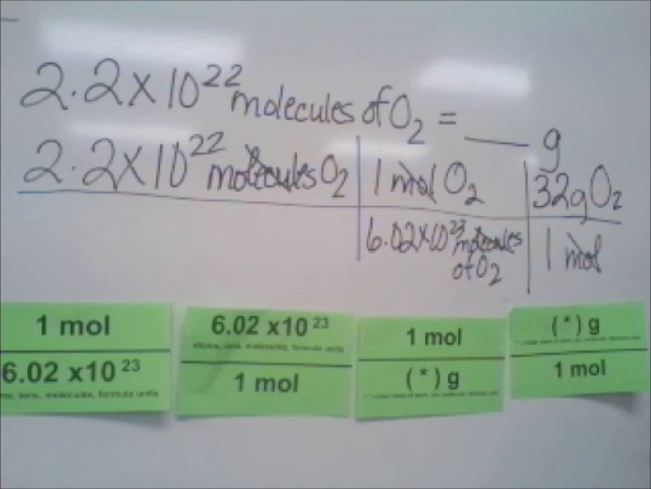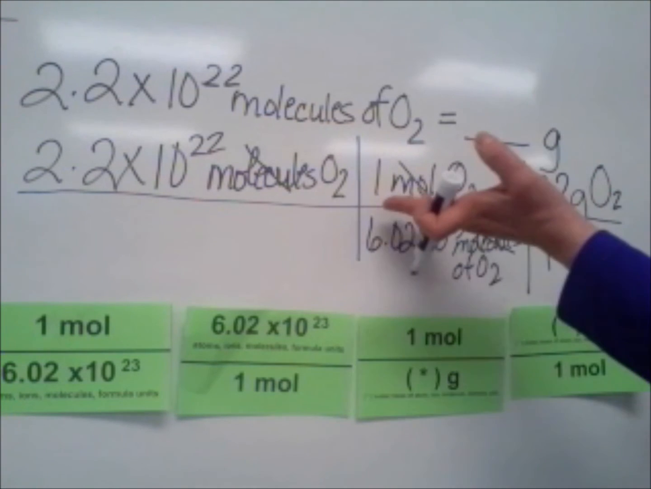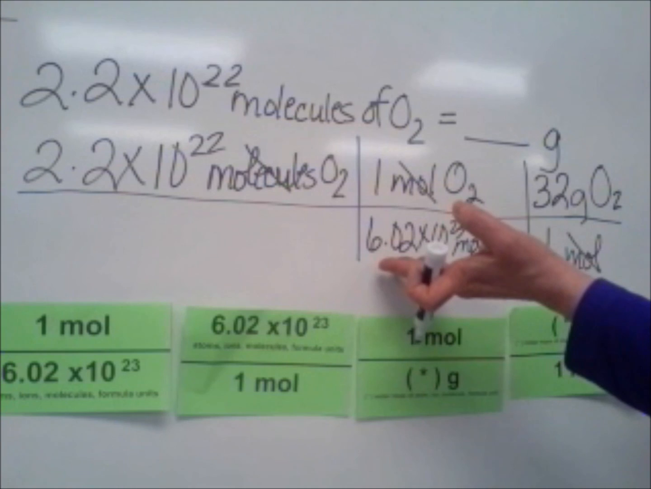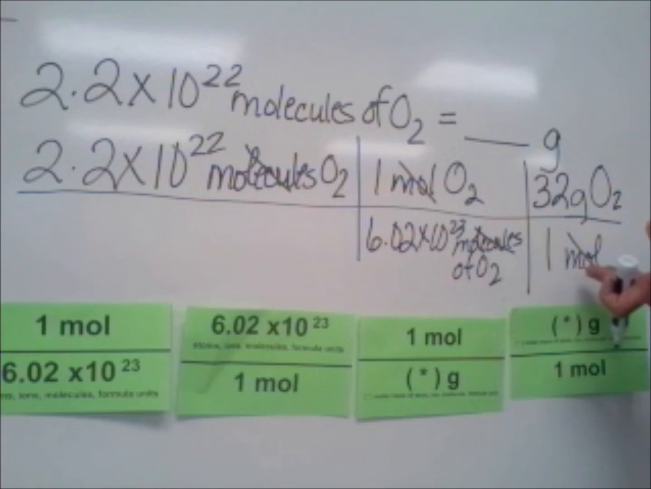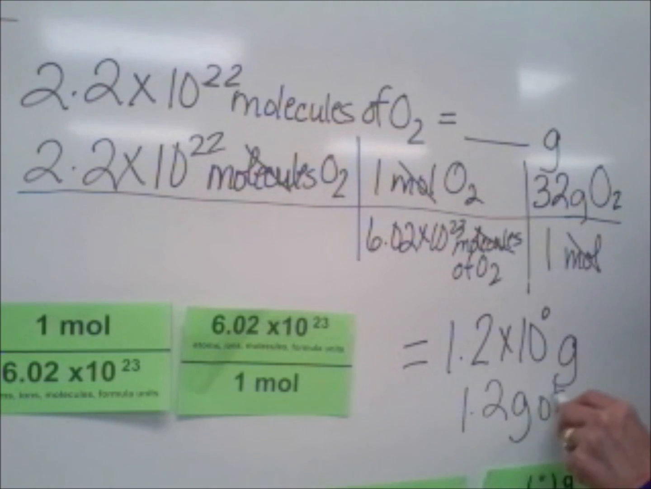So now all we have left to do is the math. We simply take our 2.2 times 10 to the 22nd, multiply it by 1 times 32, and then divide it by 6.02 times 10 to the 23rd. After calculating the setup of this problem, we find out that our answer is 1.2 times 10 to the 0 grams, which is the same as 1.2 grams of oxygen.